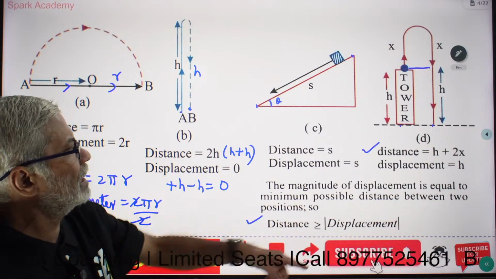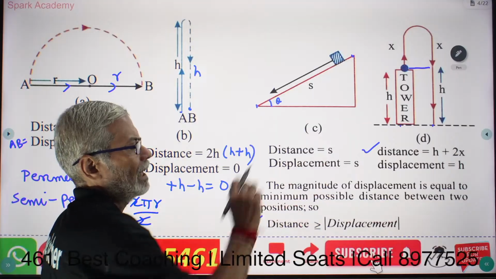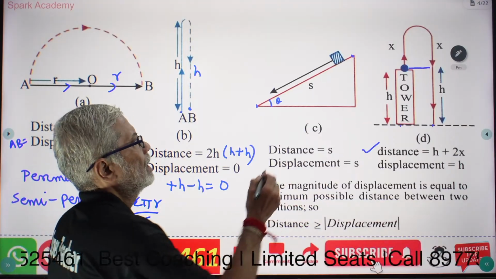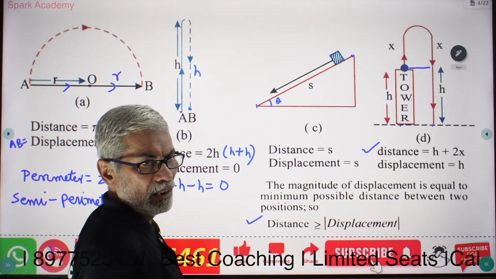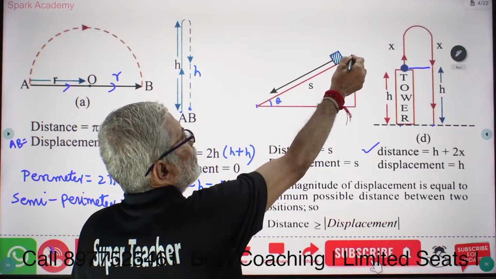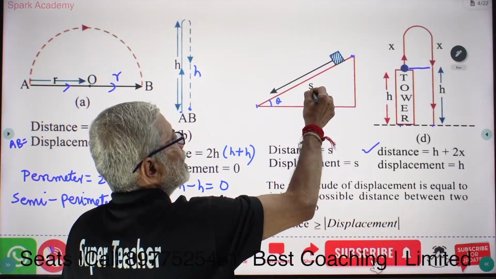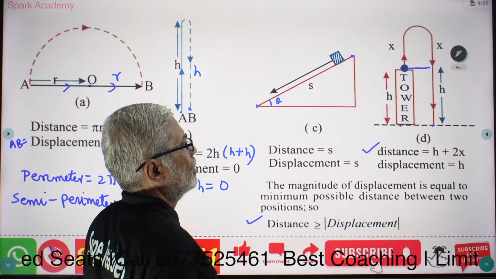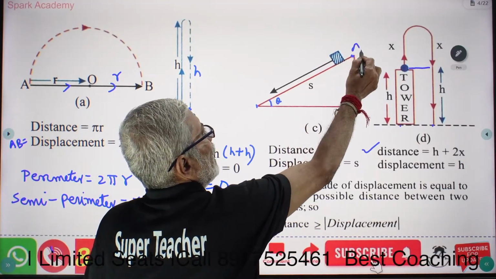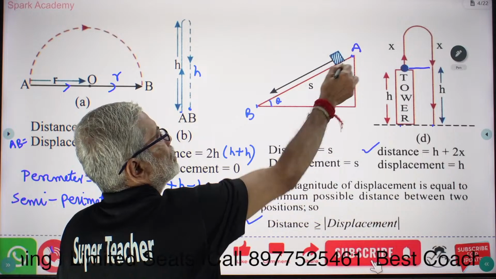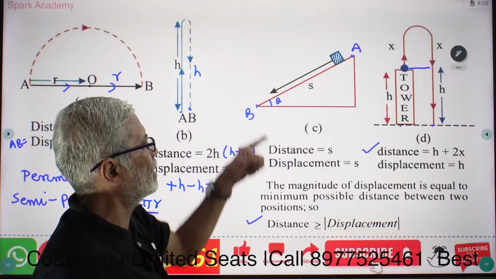Now this is one classic example where the distance and displacement are the same. Why? Because here the body is traveling from this point to this. This is an inclined plane at an angle theta. The body is coming down from here to here. So this inclined plane distance is s. So it cannot leave the system. It travels from A and reaches B here. So distance is s. So both the distance traveled and the displacement are the same.